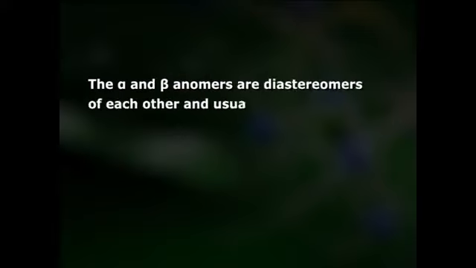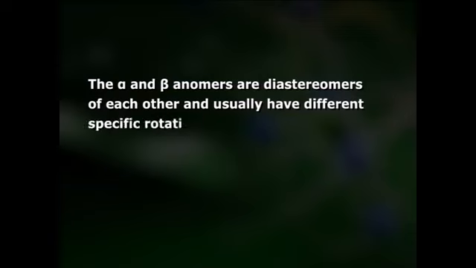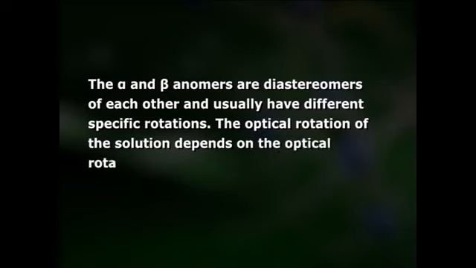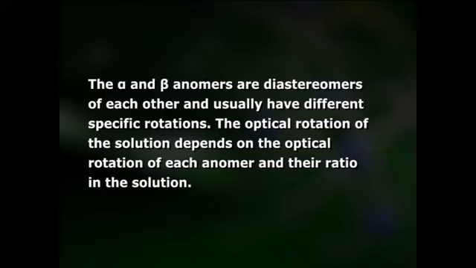Mutarotation is a term given to the change in the specific rotation of plane polarized light when it is passed through a solution of an optically active compound. Literally, mutarotation is a change in specific rotation of a chiral compound due to epimerization. The alpha and beta anomers are diastereomers of each other and usually have different specific rotations. The optical rotation of the solution depends on the optical rotation of each anomer and their ratio in the solution.